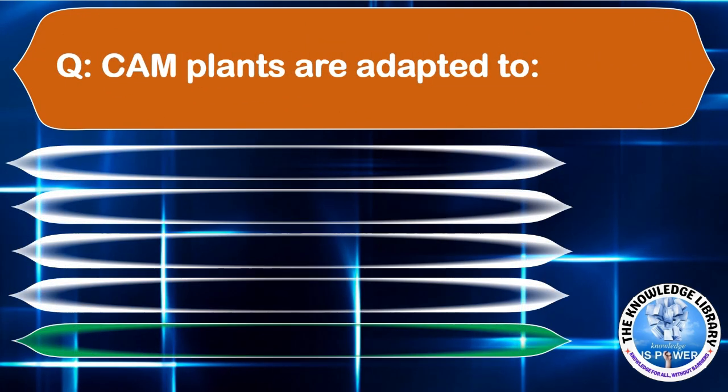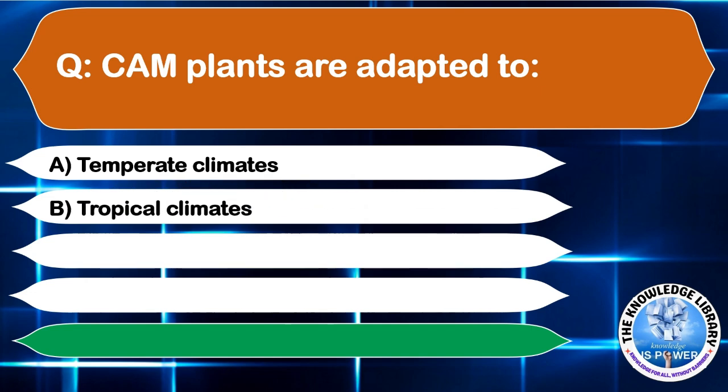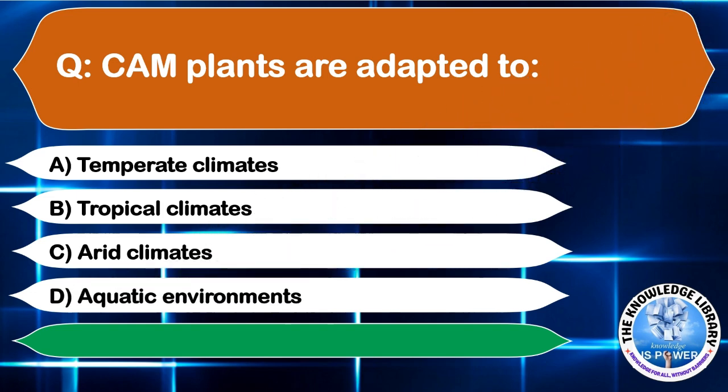Moving to the next question. CAM plants are adapted to option A, temperate climates. Option B, tropical climates. Option C, arid climates. Or option D, aquatic environments. The correct answer is option C, arid climates.